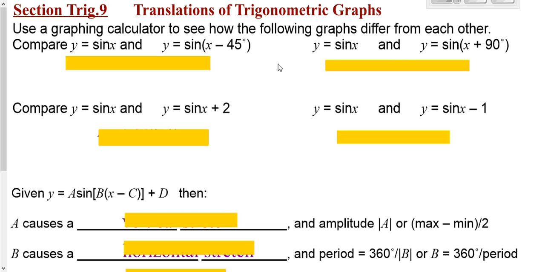We're going to go ahead and look at what happens when you add something to the angle. How does that graph look different? And we're going to look at what happens if you add something after the angle, as in when the x already is in parentheses and you're adding something afterwards. So let's go ahead and take our calculators. We're going to graph the sine of x and the sine of x minus 45.